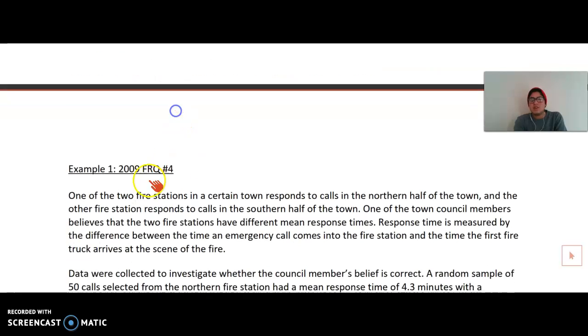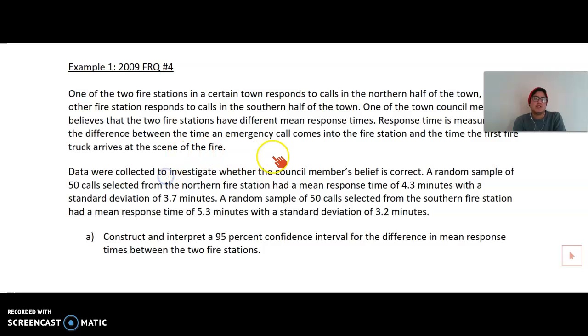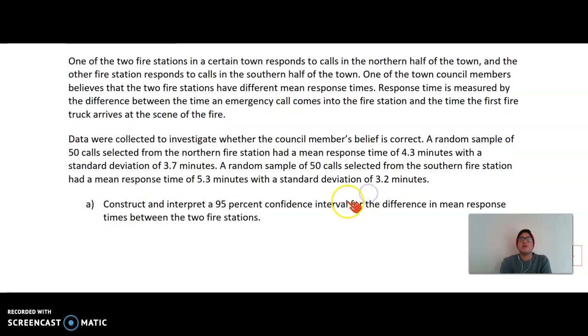So let's go to one of the most infamous two-sample t intervals for means questions, which is 2009 FRQ number 4. Now, one of two fire stations in a certain town responds to calls in the northern half of the town, and the other fire station responds to calls in the southern half of the town. One of the town council members believes that the two fire stations have different mean response times, and response time is measured by the difference between the time an emergency call comes into the fire station and the time the first fire truck arrives on the scene.